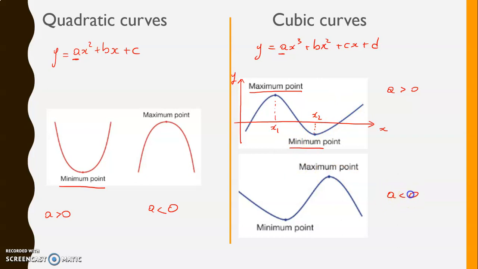If a is less than 0, then this kind of graph is produced, and if I draw my axes, we end up with an x1 coordinate for one of the points and x2 being the x coordinate for the second point, where in this case the point with the smaller x coordinate will be classified as a minimum point, and the point with the greater x coordinate will be classified as a maximum.